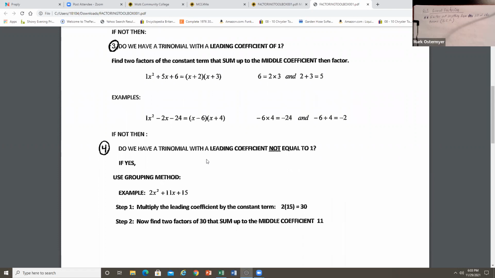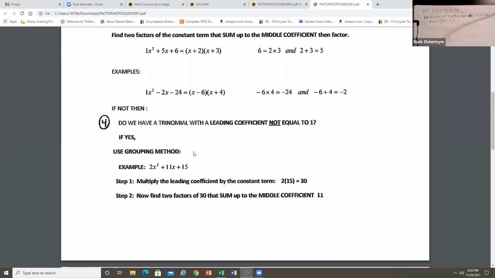If not, do you have a difficult trinomial, one where the leading coefficient is not 1? These are the kind in section 6.3. Again, I posted a video on 6.2 and 6.3. If you haven't watched it, please take some time to do so. It's on Canvas.